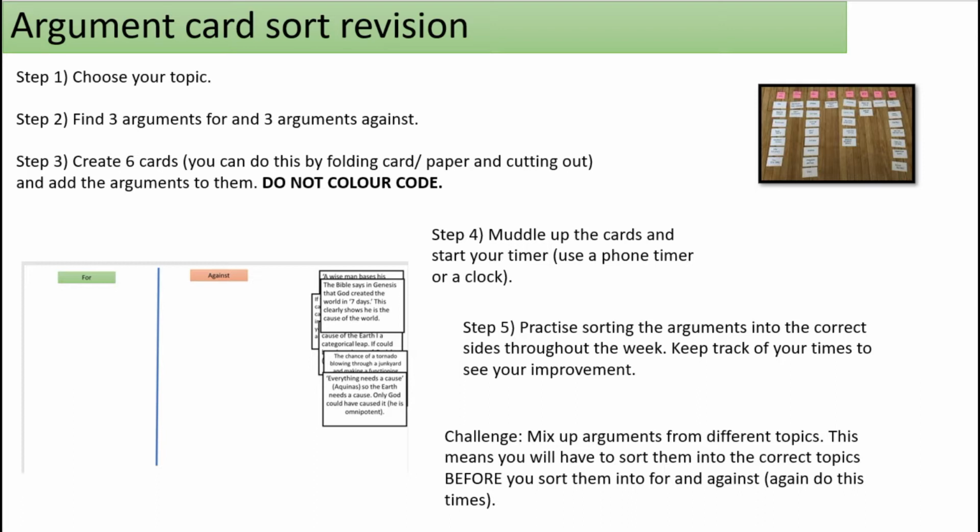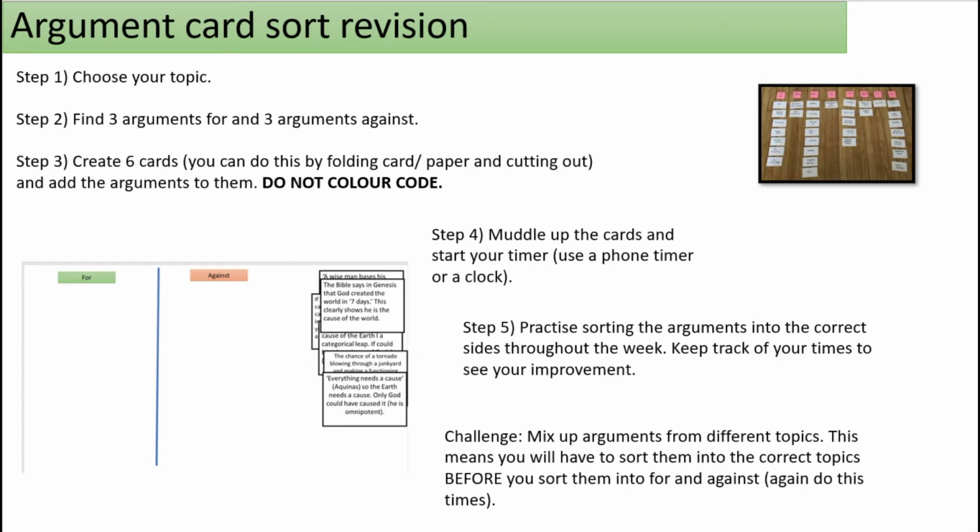So, step 1 is to choose your topic. This could be animal rights, the existence of God, is God the God of classical theism? It could be crime and punishment, looking at arguments for and against the death penalty, or it could even be Christian belief, looking at arguments for and against infant and adult baptism.